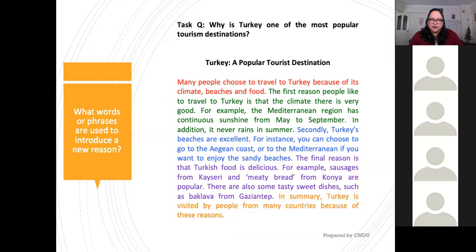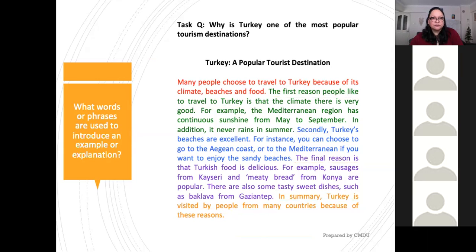I think it's also important, though, to help them understand transitions and cohesion. So we can ask a question like this. What words or phrases are used to introduce a new reason? And again, have students find that information, and you can highlight it as they find it. It also is helpful to talk about these other types of transitions for introducing examples and explanations. So again, have them find the phrases and words that are used, and then highlight them and point out any that the students miss.